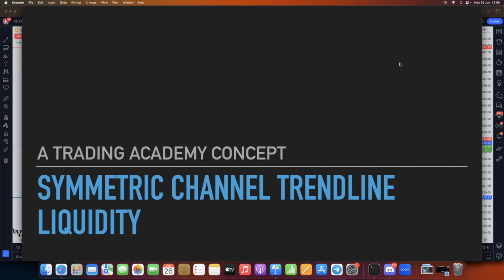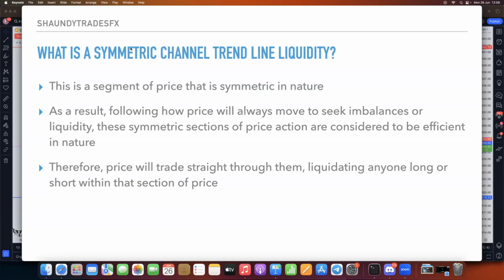Let's first answer the question of what is a symmetric channel trendline liquidity. It is a segment of price that is symmetric in nature, a symmetric range of price. Following how price will always move to seek imbalances or liquidity, these symmetric sections of price are considered to be efficient in nature. Therefore, price will trade straight through them, liquidating anyone long or short within that section of price.